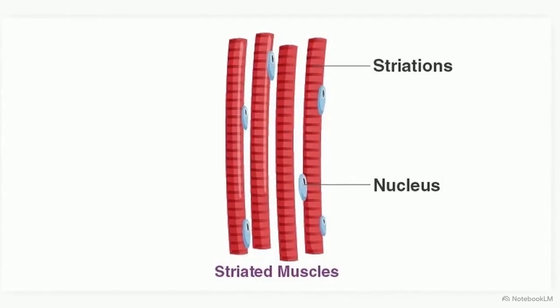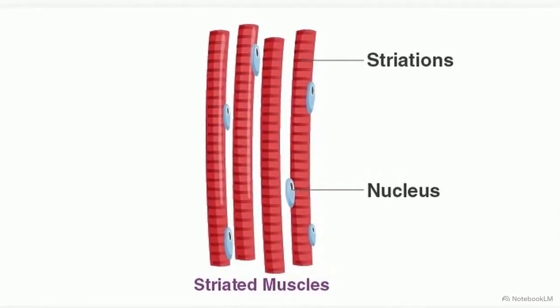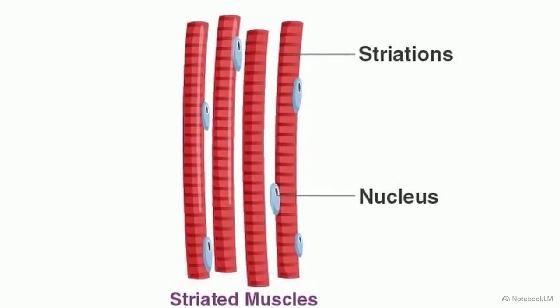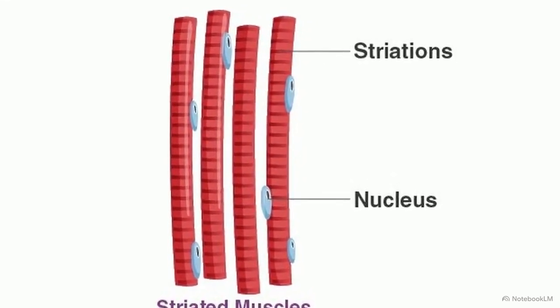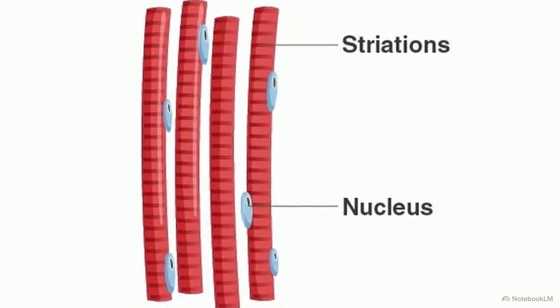This image shows striated muscles, or skeletal muscles. Notice the long, cylindrical, unbranched tubes with distinct horizontal stripes, or striations. These voluntary muscles are consciously controlled. When you decide to move, these fibers contract, pulling on your tendons to move your bones.